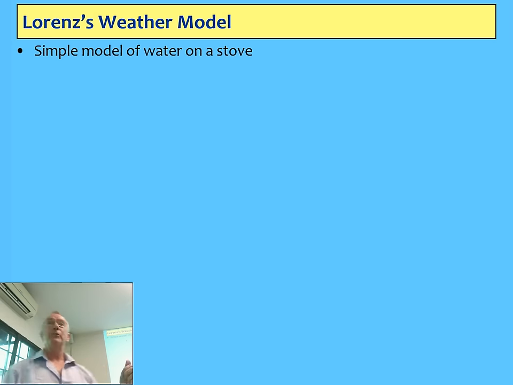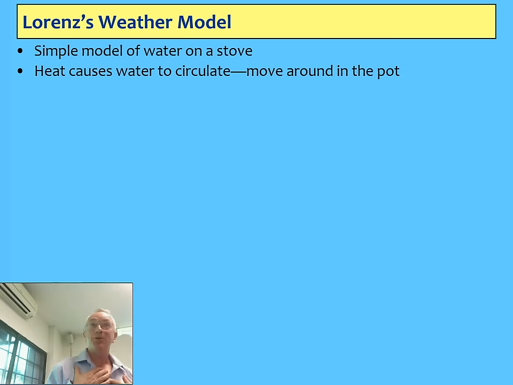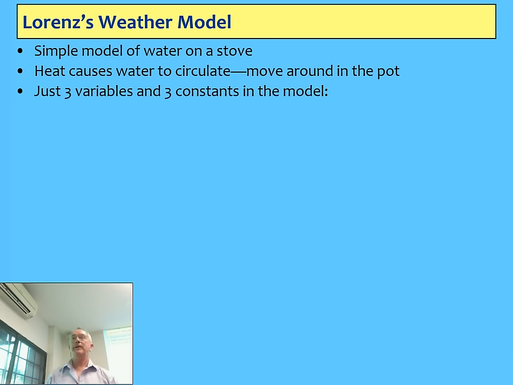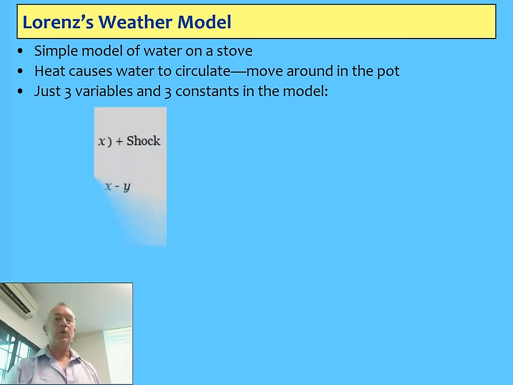And he built a simple model of having a pot of water on a stove. Now, if you put a pot of water on the stove and turn the stove on, you'll see cycles start to happen in the water. Sorry, I tend to get carried away. Okay. So the heat of the stove makes the water circulate. It doesn't just rise, it cycles. So he wrote a simple model of that that had just three variables in it and three constants. And this is the set of equations.